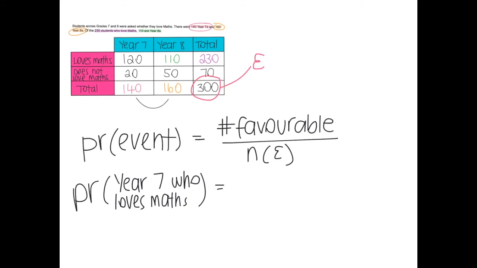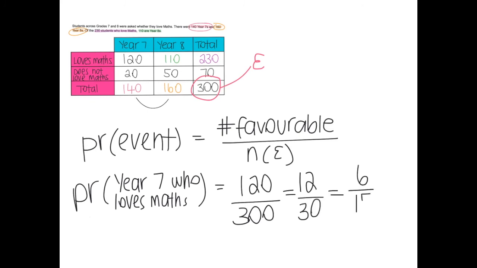So probability, then my event is Year 7 who loves maths. I'm going to be looking at the intersection between loves maths and Year 7. So I can see that there are 120 Year 7 students who love maths, and my universal set is 300. Both of these end in 0, so I can reduce them to 12 over 30. There is a 6 out of 15 chance that out of those 300 students who are asked their feelings about maths, that I would find a Year 7 student who loves maths.